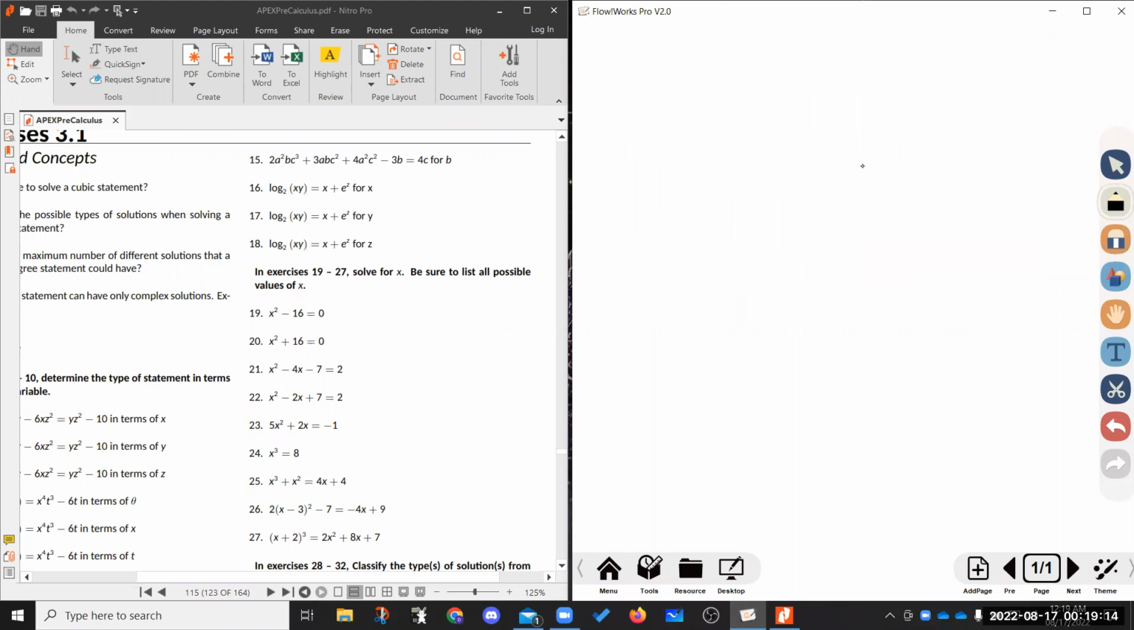Now we're getting into some more interesting problems. Log base 2 of xy equals x plus e to the z. Let's try and solve for x if we can. So we have log base 2 of x plus log base 2 of y equals x plus e to the z.